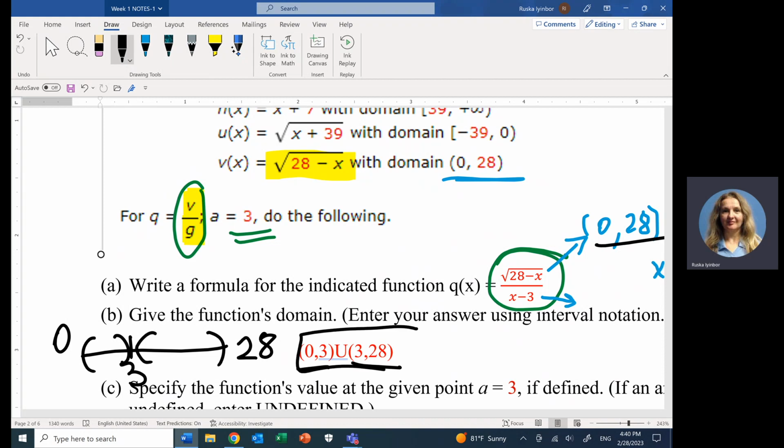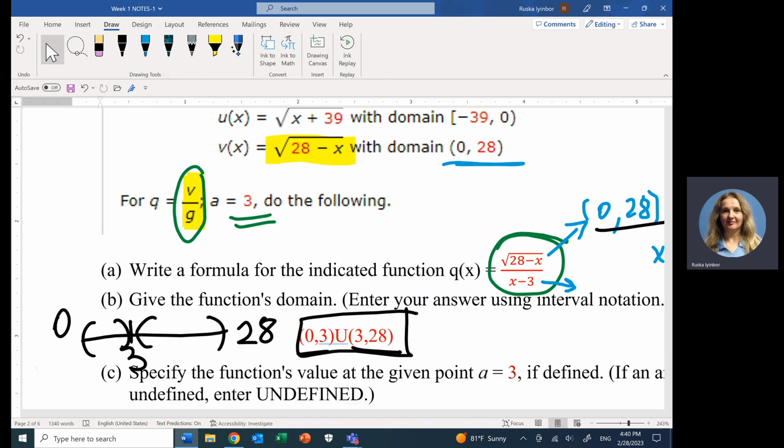So all this is the domain for the new function we get, which is the one there, square root of 28 minus x over x minus 3. So that's how you find the domain of the new function. You combine the domain for the square root, and also because you have a fraction, the bottom cannot be 0.